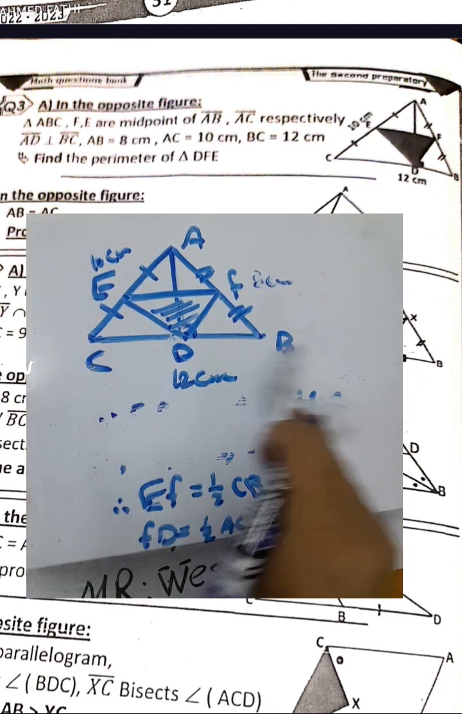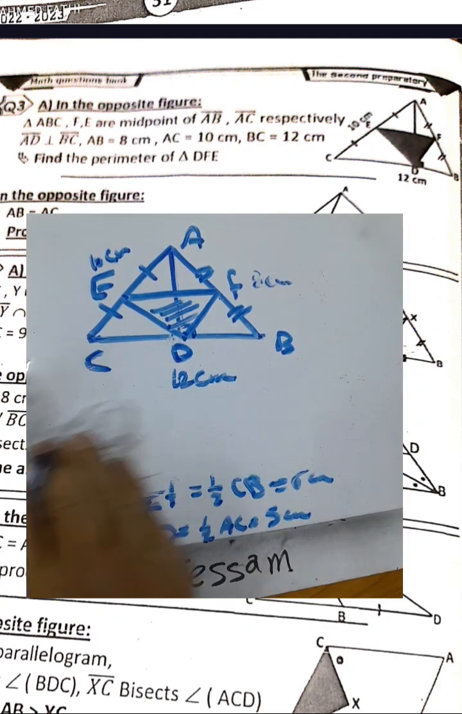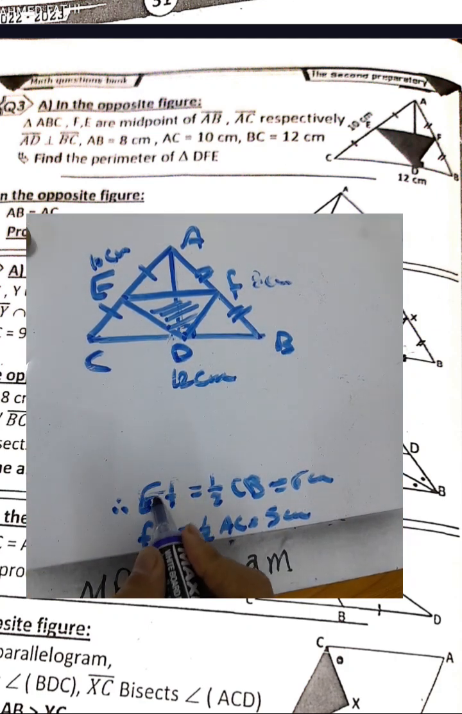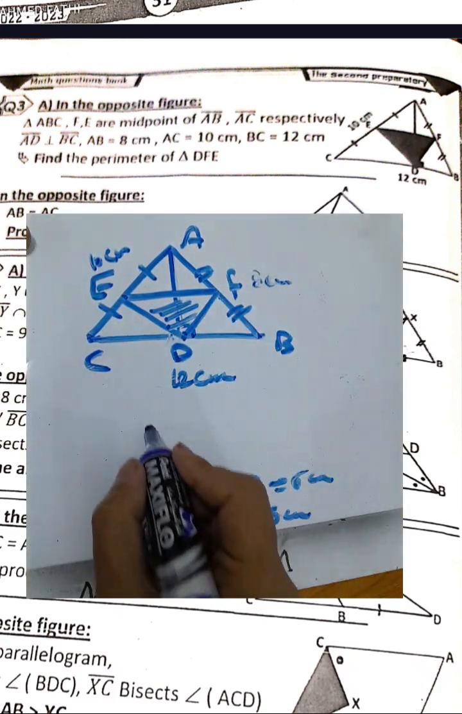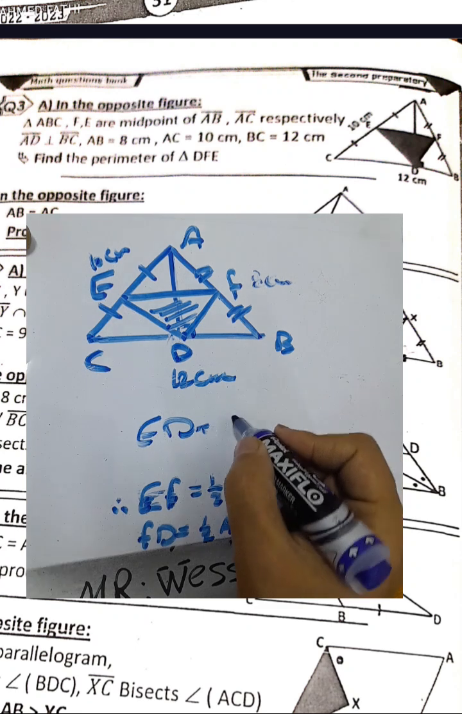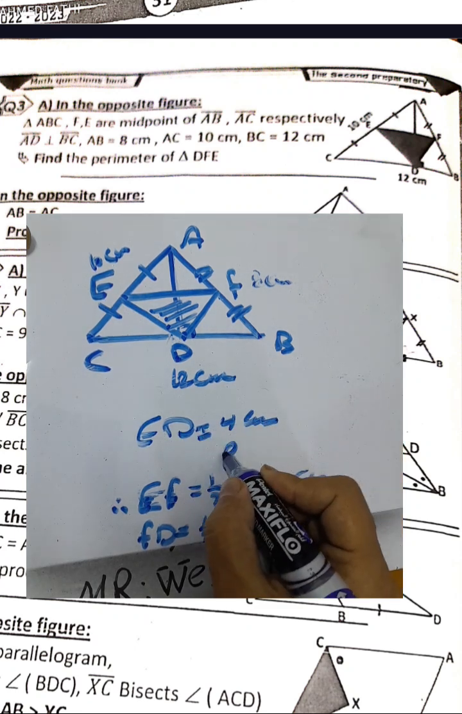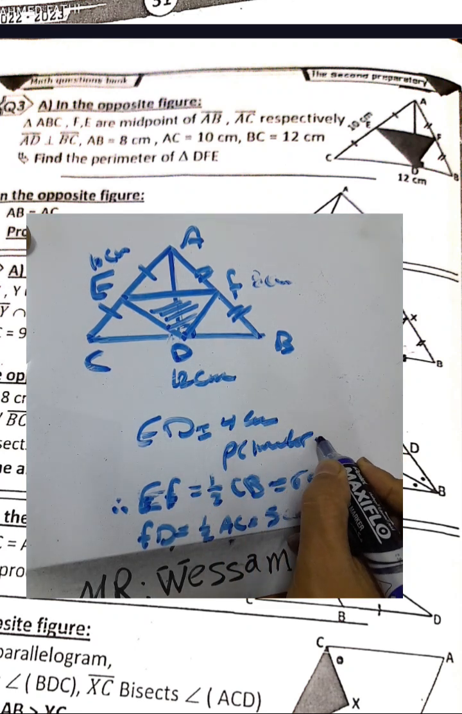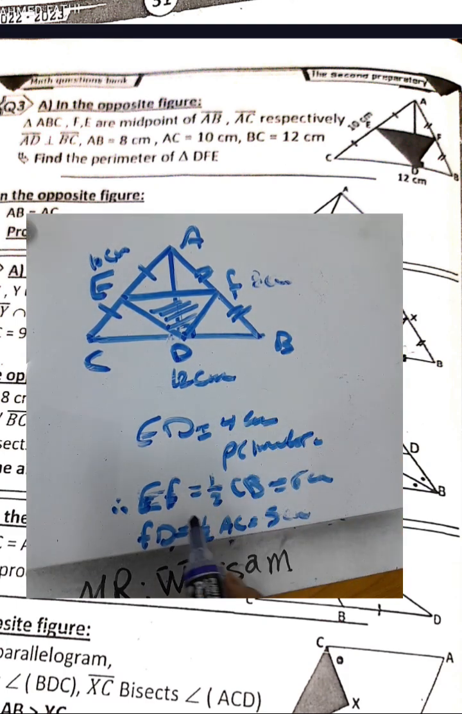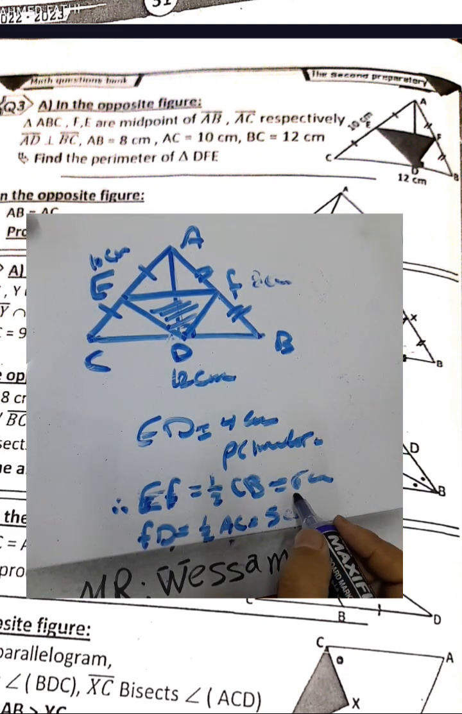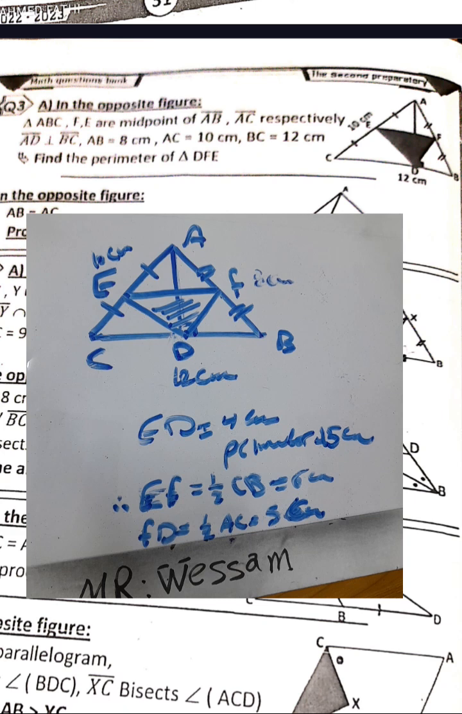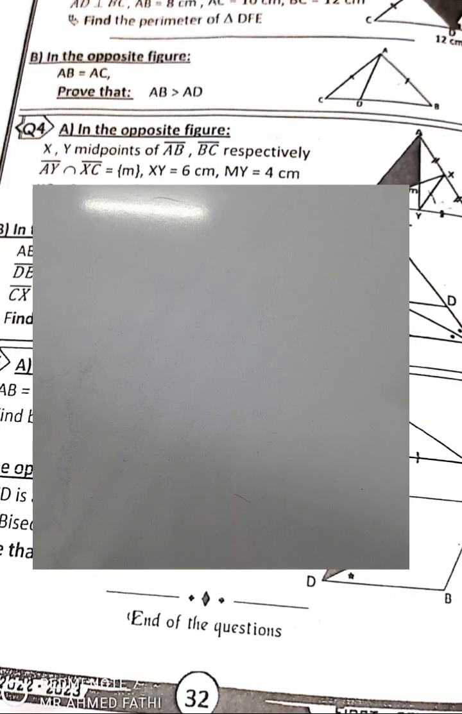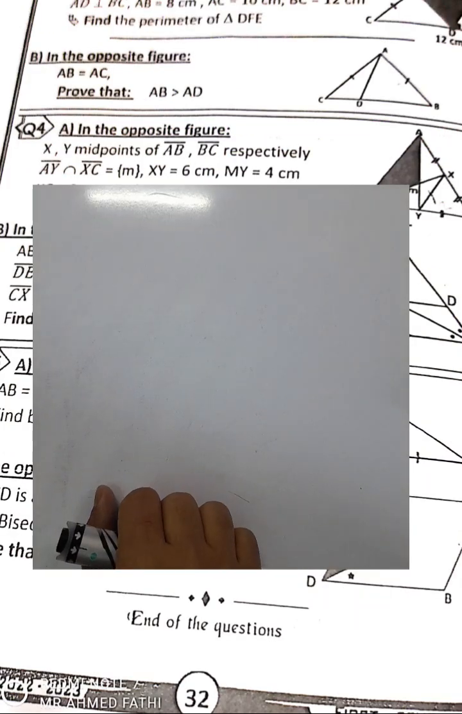And we can find the length of ED, half of 8 will be 4 centimeters. And the perimeter will be equal to 6 plus 5 plus 4. 6 plus 5, 11. 11 plus 4, 15 centimeters perimeter here. Look at that with me about the next question.